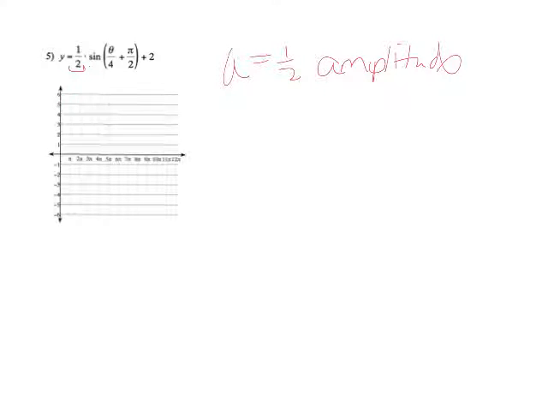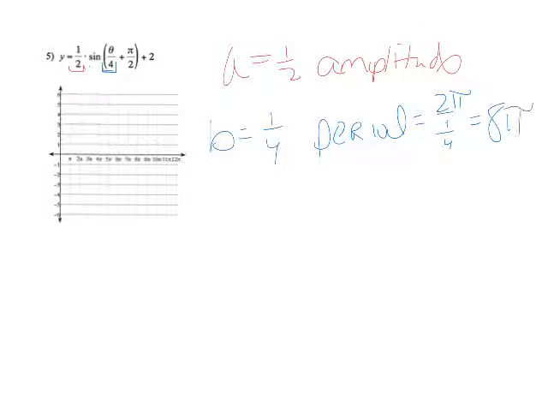We have got pi over 4, which is 1/4 pi. So the B is 1/4, right? And you always use that to find the period. So the period is going to be 2 pi divided by 1/4, which is the same thing as 2 pi times 4, which is 2 times 4, or 8 pi.